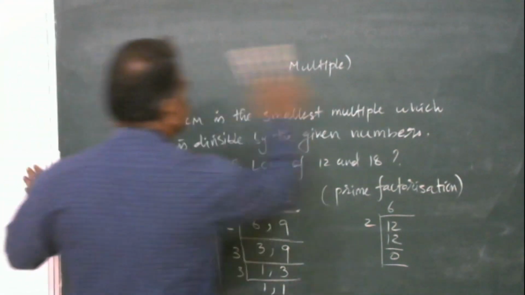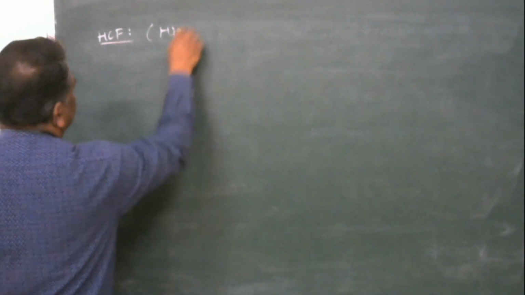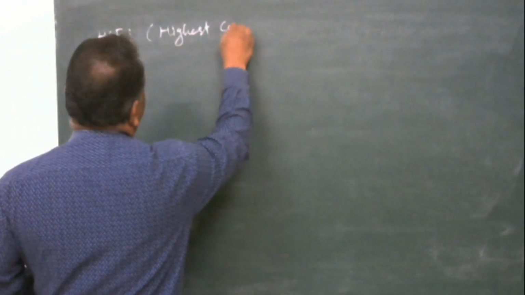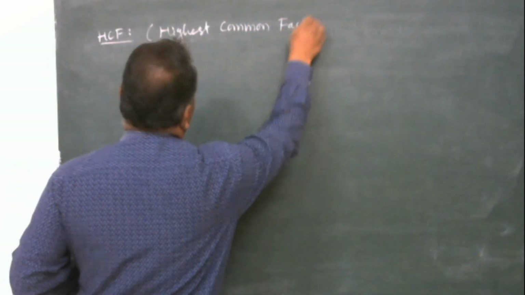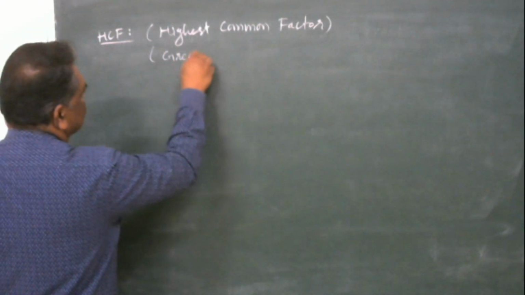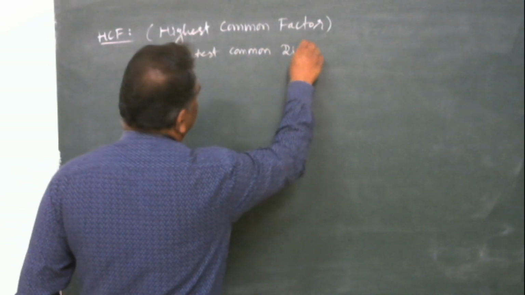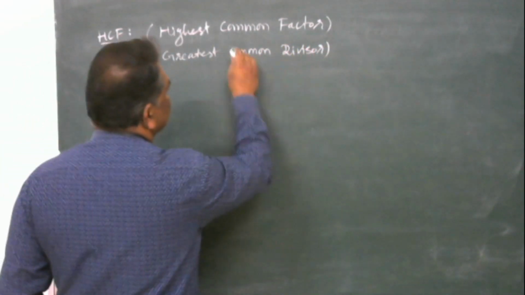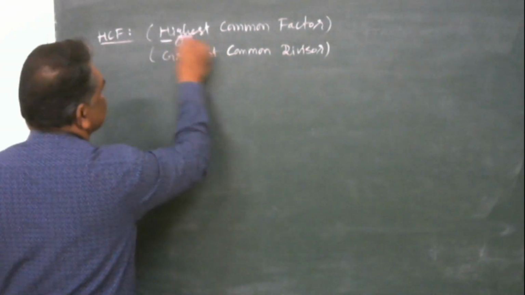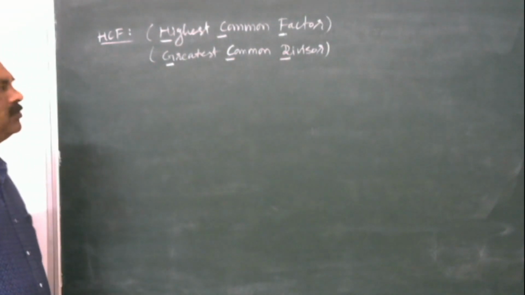Next, HCF. The expansion is highest common factor. In other words, we also call it greatest common divisor, GCD. HCF, GCD, both are the same. Highest common factor or greatest common divisor, both are the same.